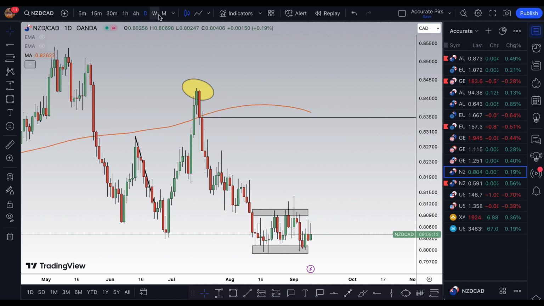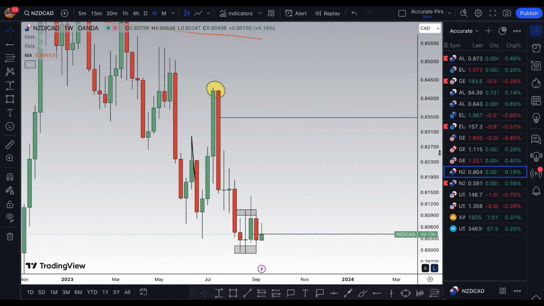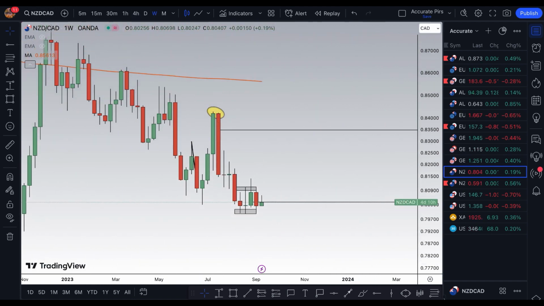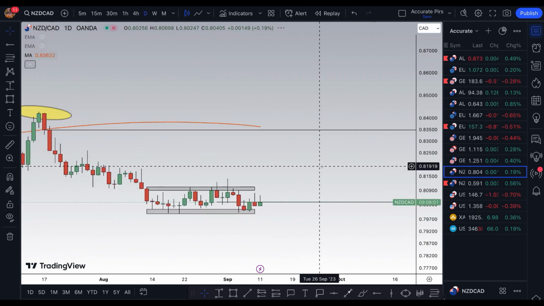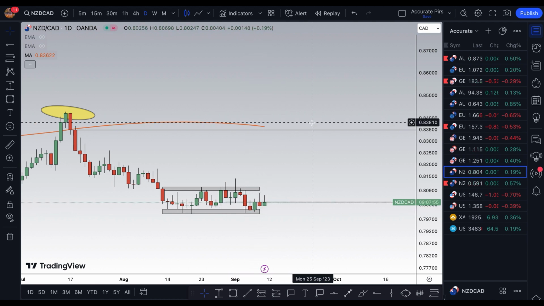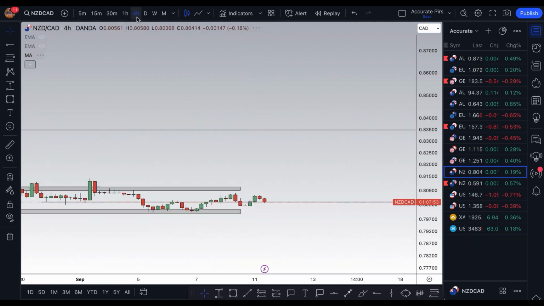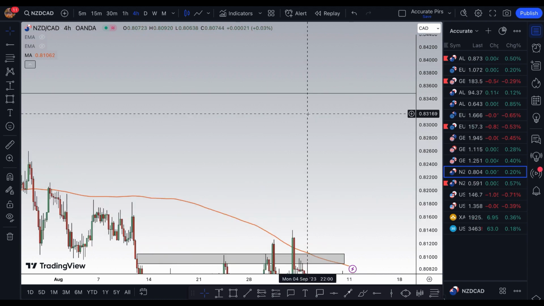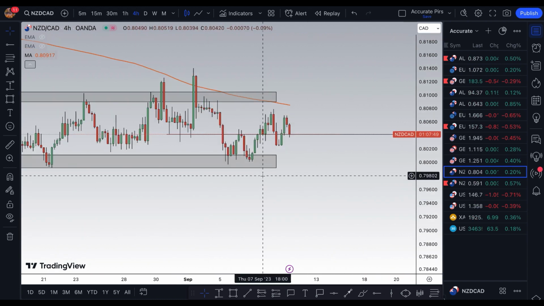NZD CAD was a pair I was looking at last week. I was hoping for it to push towards the upside. Did not get that on a weekly time frame. Last week's candlestick closed very bearish. The last daily candlestick was a shooting star. Now look, if this candlestick stays like this, that's a good sign that this market could be getting ready to push towards the upside. That inverted shooting star would be very good.